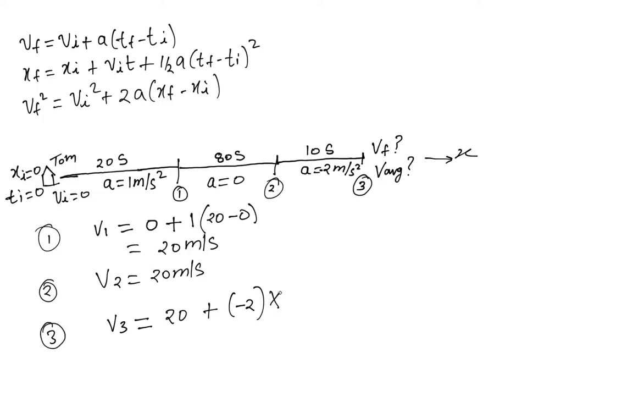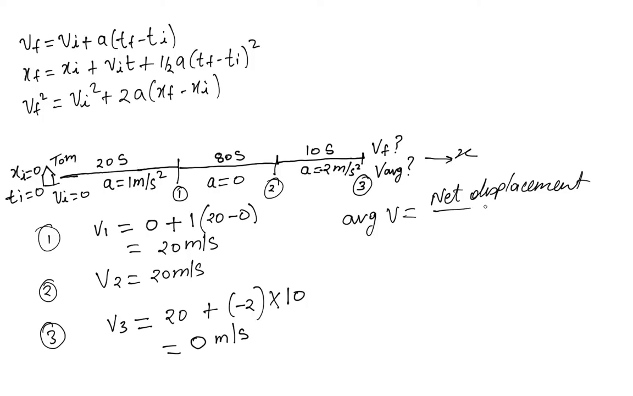Alright, so multiplied by 10, and that gives us 0. So Tom actually comes back to rest. So the final velocity Vf, or V3, whatever you label it, is 0. Okay, what is the average velocity? Now we know to calculate average velocity we need to calculate net displacement, or change in displacement, divided by change in time.